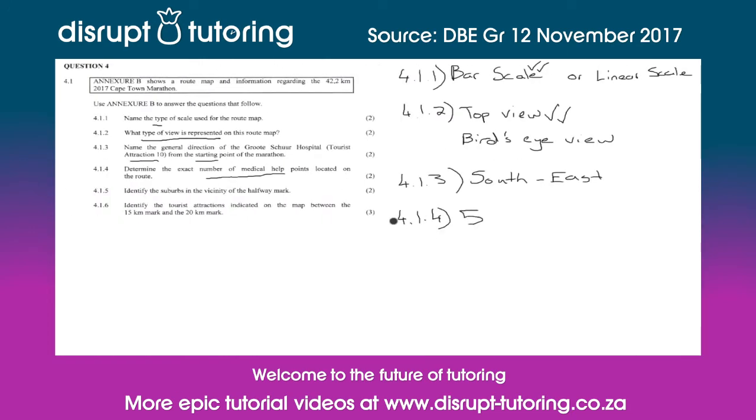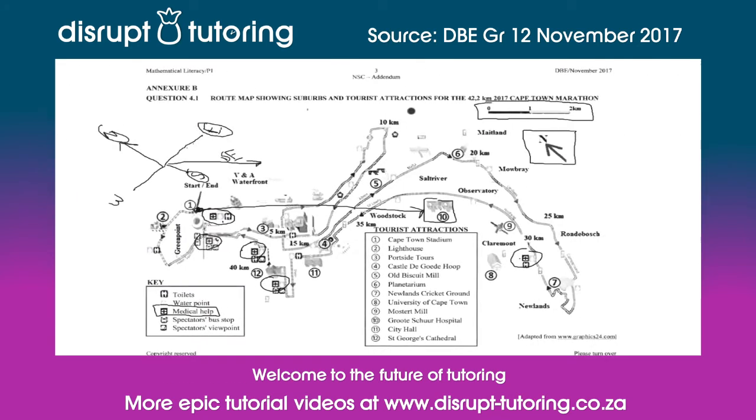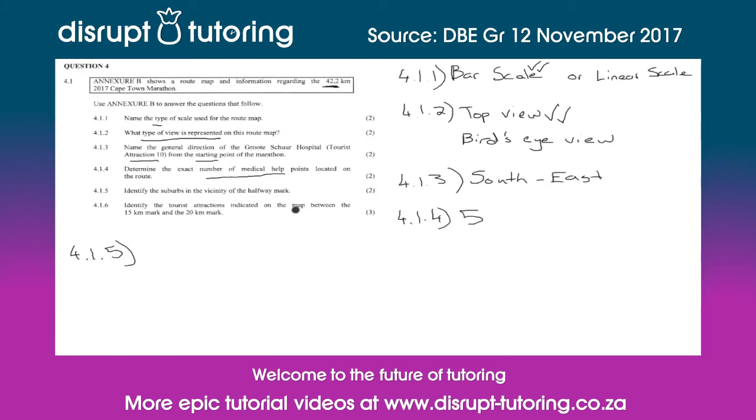Simply 5. Then moving on to 4.1.5. Identify the suburbs in the vicinity of the halfway mark. Remember that this is a 42 kilometer race, so the halfway mark will be at about 21 kilometers. If we look at the route, over here is the 20 kilometer mark, so 21 is going to be somewhere there, and you can see that the suburbs are Maitland and Observatory. So those are the two suburbs. Going back to your answer sheet, the answer is Maitland and Observatory.